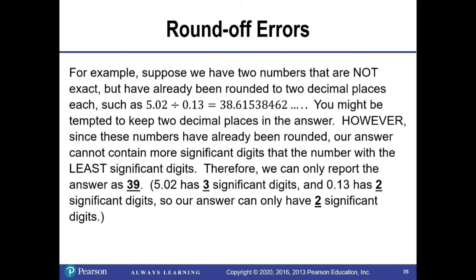However, we want to think about significant digits in the original problem and the least number of significant digits. 5.02 has three significant digits, a 5, a 0, and a 2. 0.13 has two significant digits. That 0 before the decimal place is not considered significant. So my final answer should have only two significant digits. That was the least number of significant digits. That means my final answer should have two digits, and so this would round to 39.